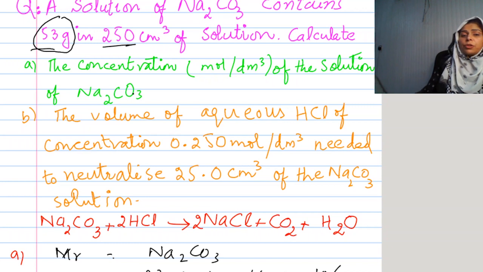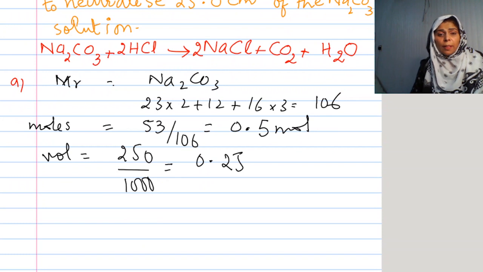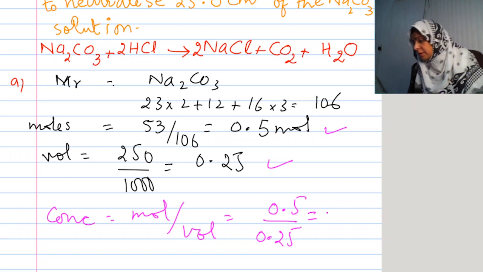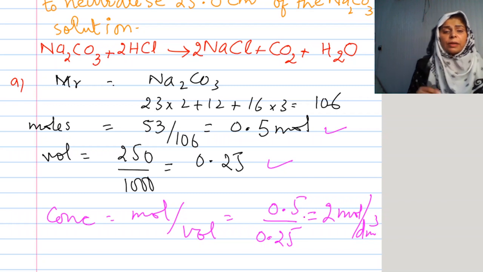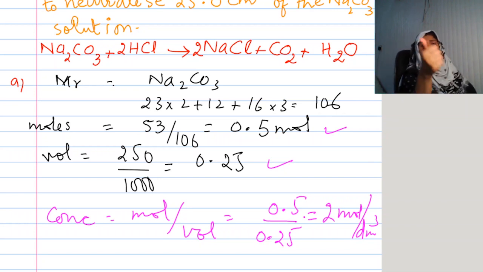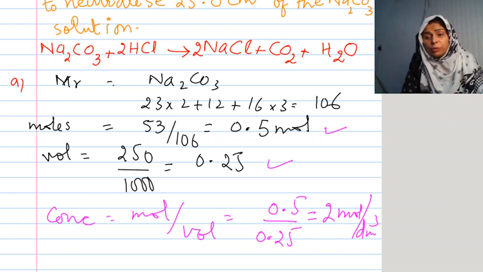Now we have to calculate the concentration. Mole over volume is equal to concentration. We have got both the values, moles and volume. So concentration is equal to mole over volume, and volume will be in decimeter cube. Moles are 0.5 divided by 0.25, and the answer will be 2 mole per decimeter cube. So this is the way through which you will get the answer. First, get what we have and what we want, check the formula, memorize it, practice it, and solve it. Right? This is the way how you people will do this.